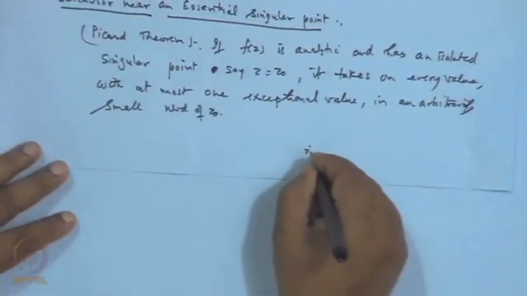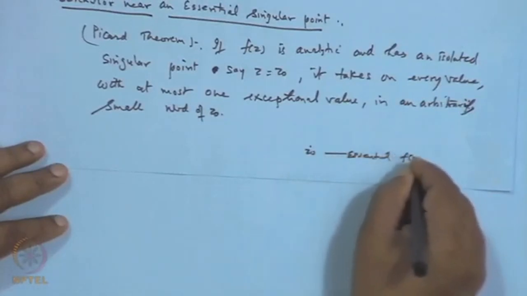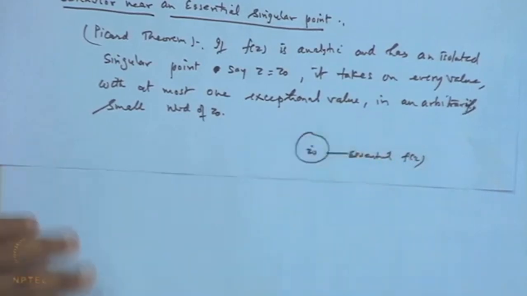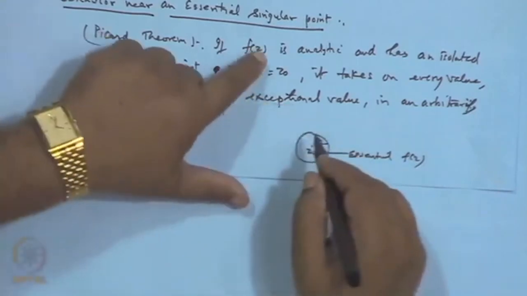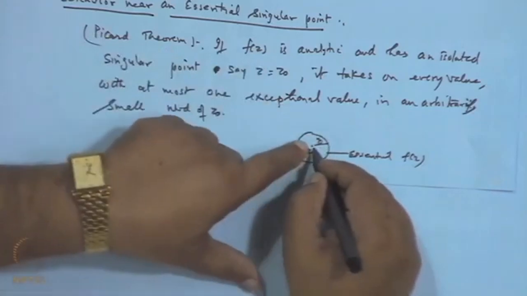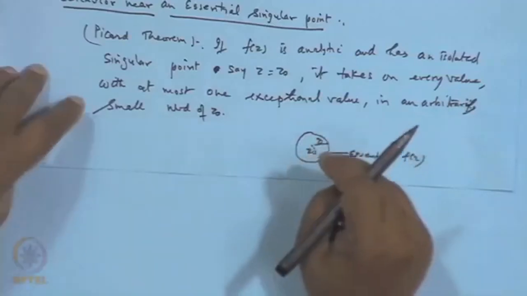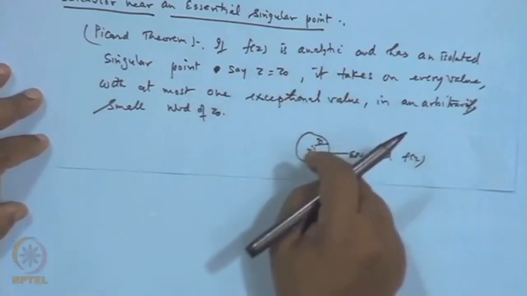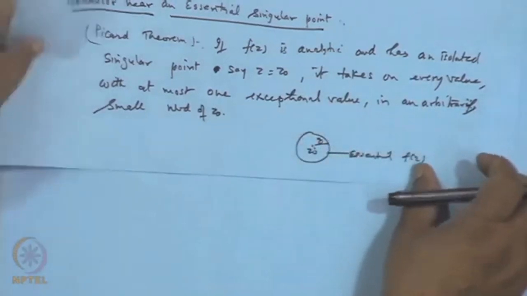So, what this theorem says, Picard's theorem says, is: suppose z naught is an essential singularity for the function f(z). If I draw a neighborhood around this point, in an arbitrarily small neighborhood of this point, the function f(z), when z approaches z naught, will take all values, in fact, except possibly one. There will be one exceptional value which may not be taken by the function when z approaches z naught, but the rest of the values can easily be achieved by choosing a suitable path which approaches z naught.